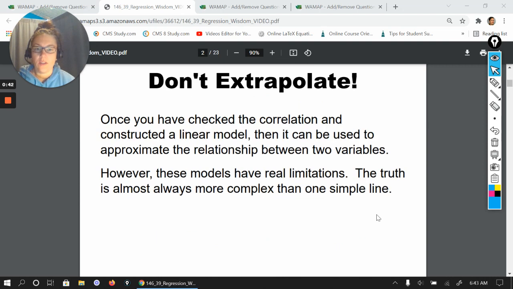So once you have checked the correlation and constructed a linear model, then it can be used to approximate the relationship between two variables. However, these models have real limitations. The truth is almost always more complex than one simple line.